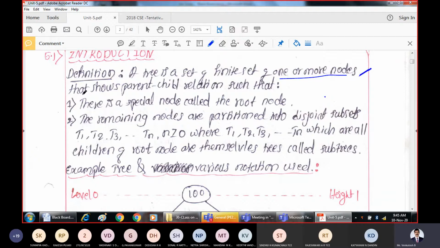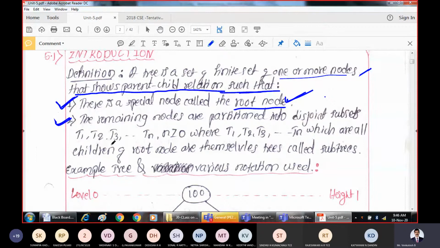There is a collection of nodes that show a parent-child relation, such that there is some parent node and some child node. That is the relationship. Every node has a parent and child relationship, but specifically there is one special node that is called the root node of the entire tree.